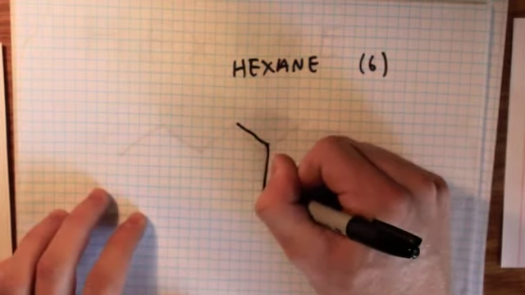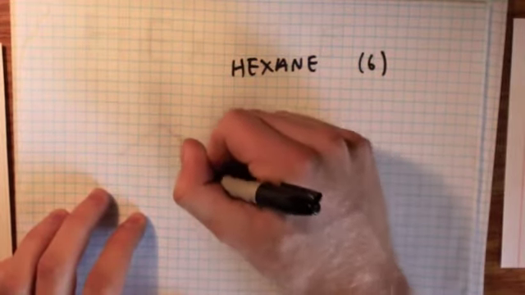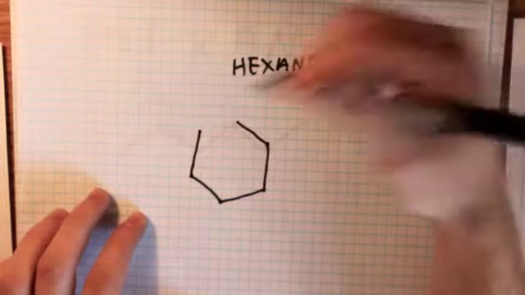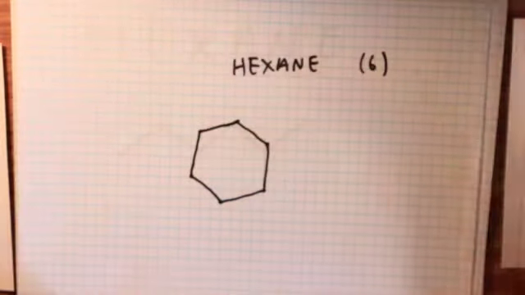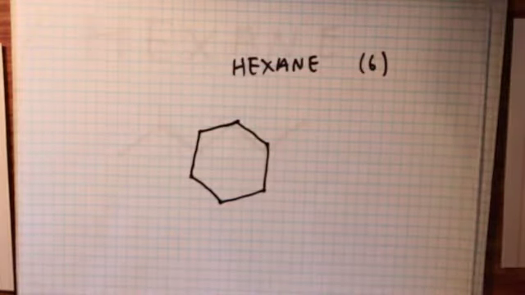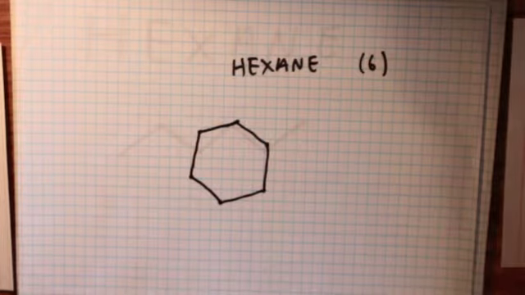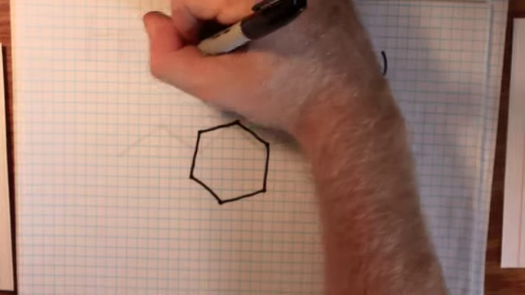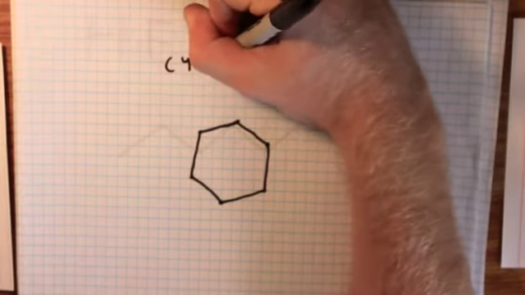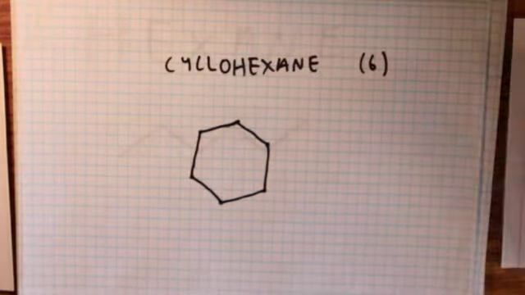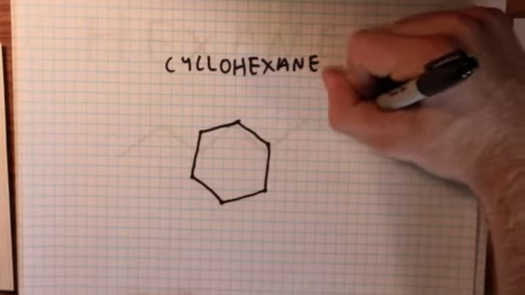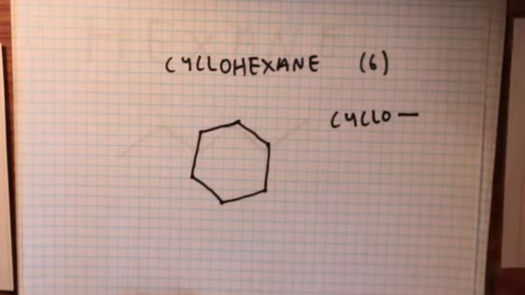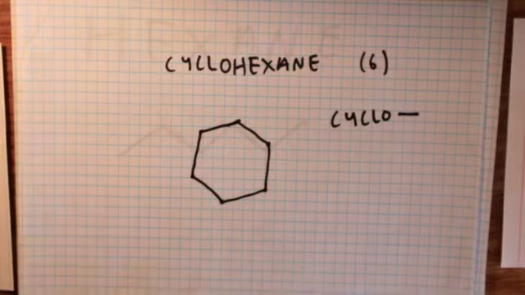1, 2, 3, 4, 5, and 6 where I ended, and I'm going to connect it here. This forms a hexagon, kind of what you'd expect. Hexane forms a hexagon. This has a special name that's not just a hexagon. It's actually called cyclohexane. If you want to make a ring out of an alkane, you just add the prefix cyclo. Cyclohexane.